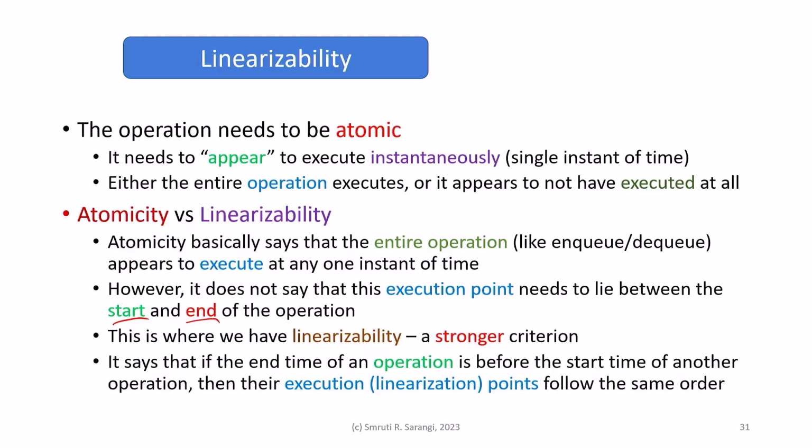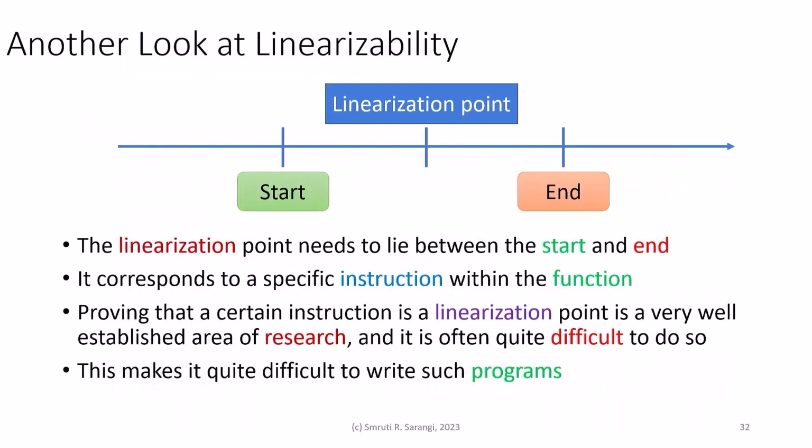You have different kinds of specifications. Linearizability defines this completion time, which is also called a linearization point in the literature, which says it has to be between the start and the end. So this is the point of atomicity. And again, if you look at many theoretical algorithms, they don't precisely say what this point is. It is sufficient to prove that such a point exists.